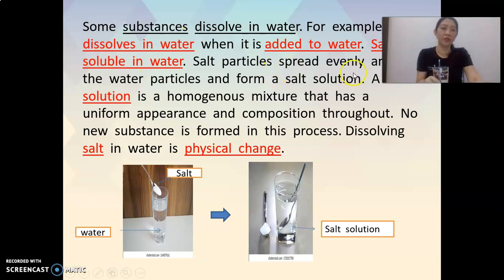Salt particles spread evenly among the water particles and form a salt solution. A solution is a homogeneous mixture that has a uniform appearance and composition throughout. No new substance is formed in this process. Dissolving salt in water is physical change. So this is physical change. This is dissolved in water, and this is soluble in water.